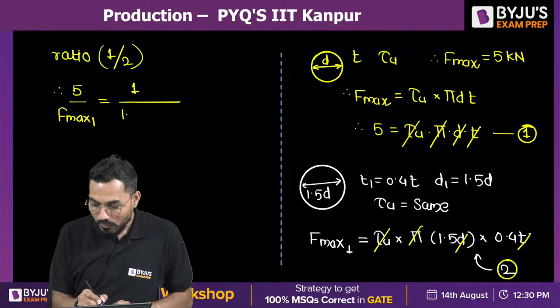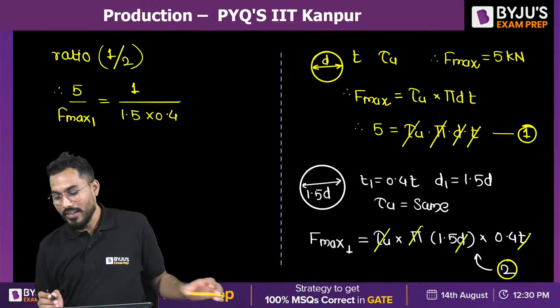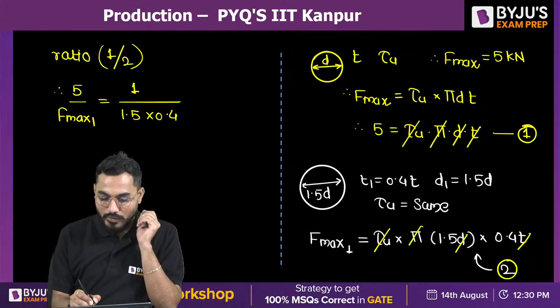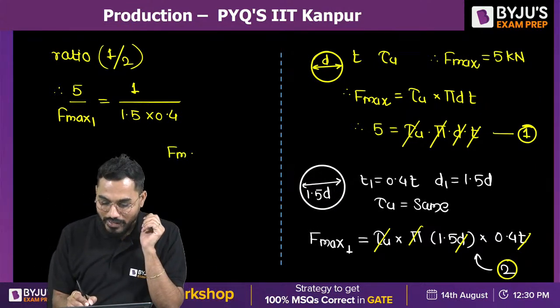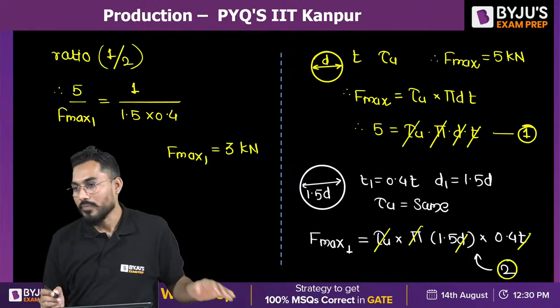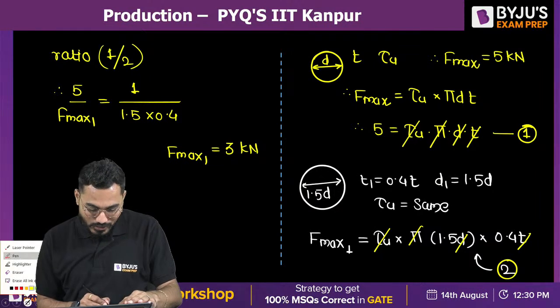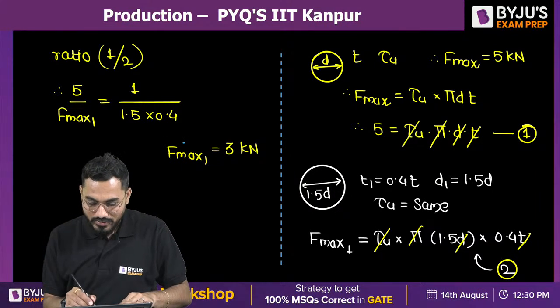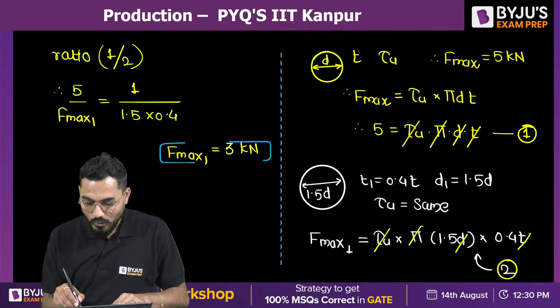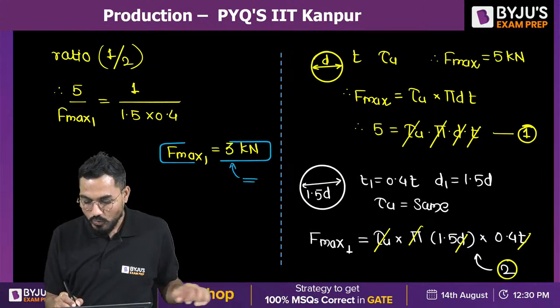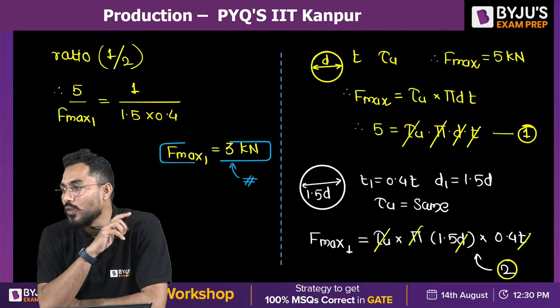So it will be 1.5 multiplied by 0.4. This is exactly what is written here at the denominator. And therefore the only unknown is F max 1. And how much is the answer coming? 3 kilonewton. Is it understood? 3 kilonewton. Is it true? Yes, 3 kilonewton. So this would be my answer.